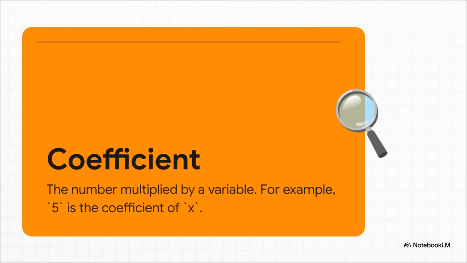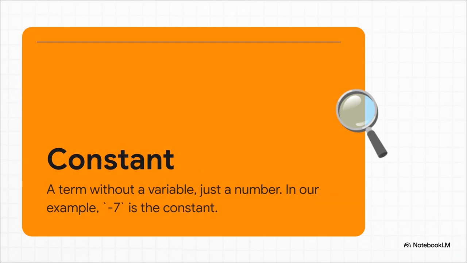Now, that number you see hanging out right next to a variable, that's got a special name, the coefficient. You can think of it as the variable's sidekick. So in 5x, the coefficient is 5. And for 3y, yep, you got it, the coefficient is 3. And finally, we have the constant. This one's super easy to remember because, well, it's constant. It's just a plain old number, no variable attached to it. In our example, the negative 7 is our constant.